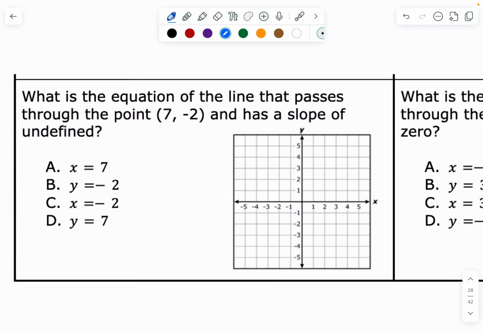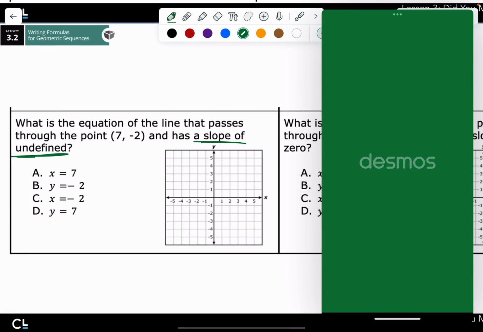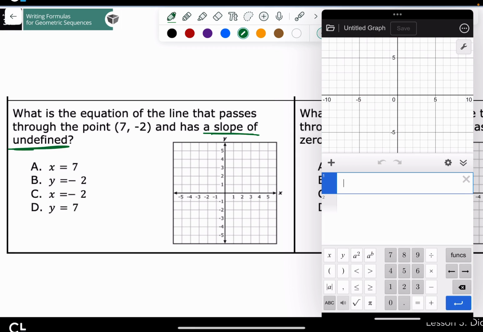All right, so it says, what is the equation of the line that passes through the point (7, -2) and has a slope of undefined? So here, my big thing is slope of undefined. Now, the good thing about this is there's an easy way to do this. We have 7 and -2. How we write a point is always x, y. So I can separate this: x equals 7, y equals -2.